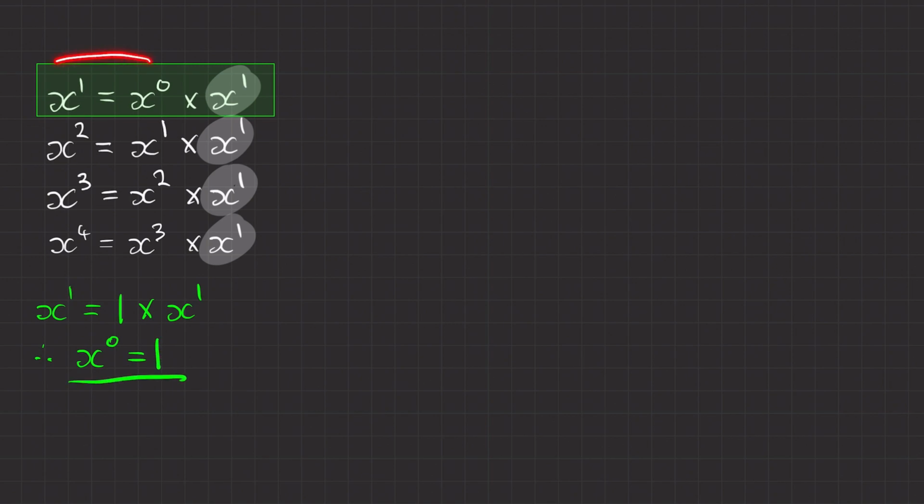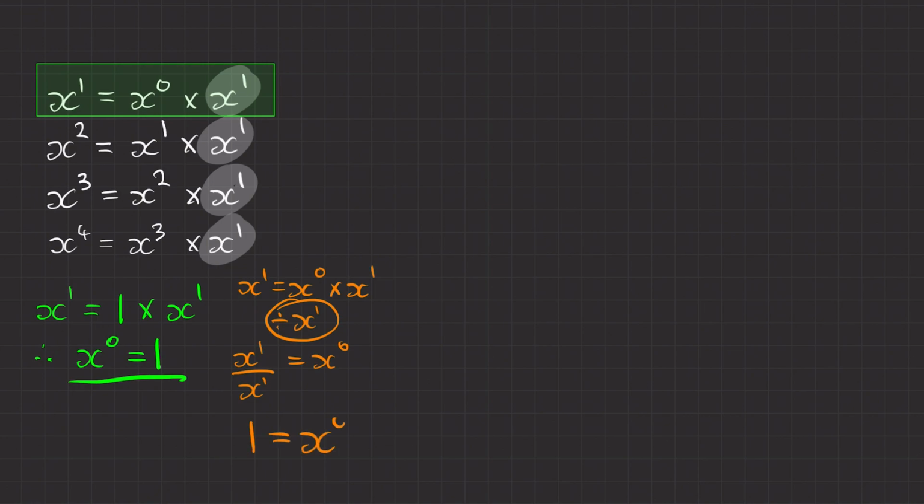Another way to look at this, using this same equation here, is if we just rearrange a bit. If I rewrite it first, so we've got x to the power of 1 equals x to the power of 0 multiplied by x to the power of 1. Divide both sides by x to the power of 1. So we're left with x to the power of 1 over x to the power of 1 equals x to the power of 0. Well, x to the power of 1 over x to the power of 1 equals 1. So 1 equals x to the power of 0. So that's one way we can look at it.